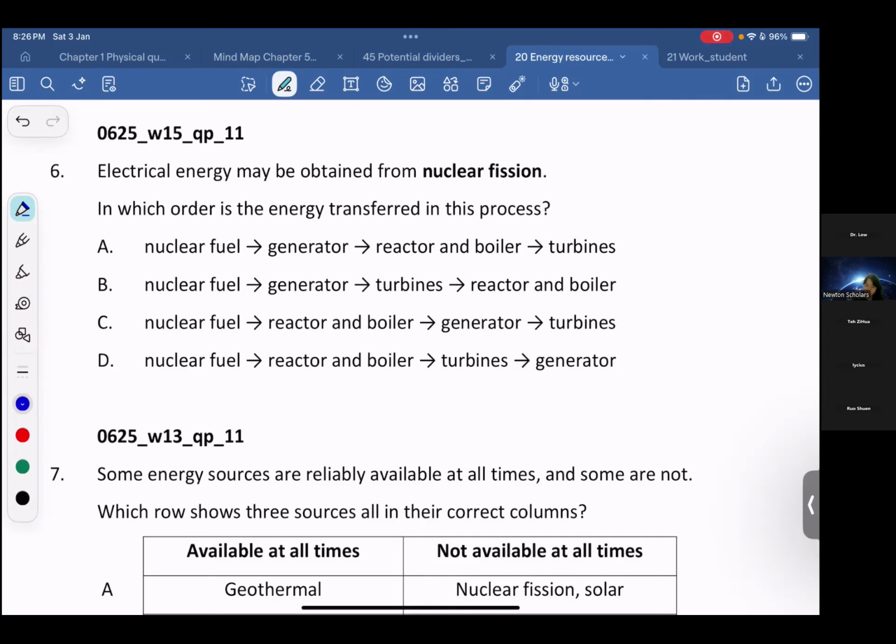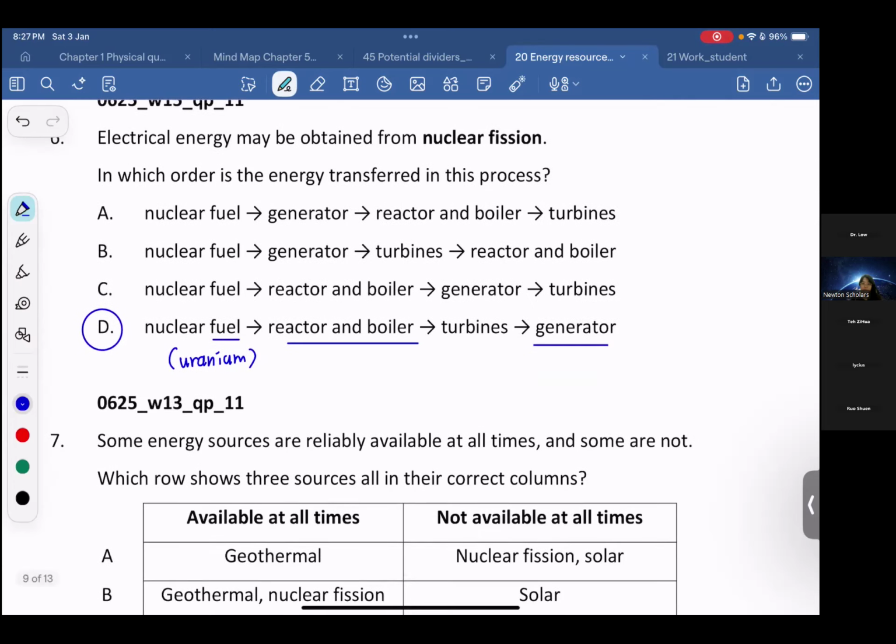Okay, to start, we need nuclear fuel, which is the uranium that I mentioned. Then it happens in the reactor and boiler. So the water will boil in the boiler and become steam. Steam turns the turbine, turns the generator. So the generator is always the last step. From here we generate electricity. Answer is D. This is a common question in IGCSE.